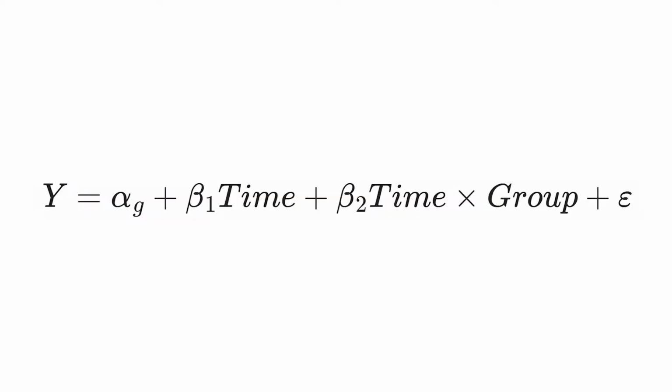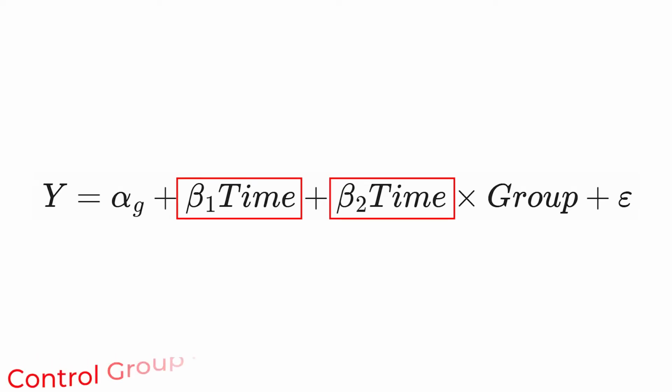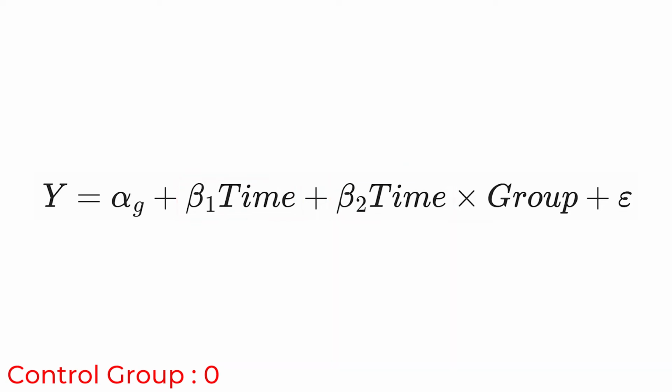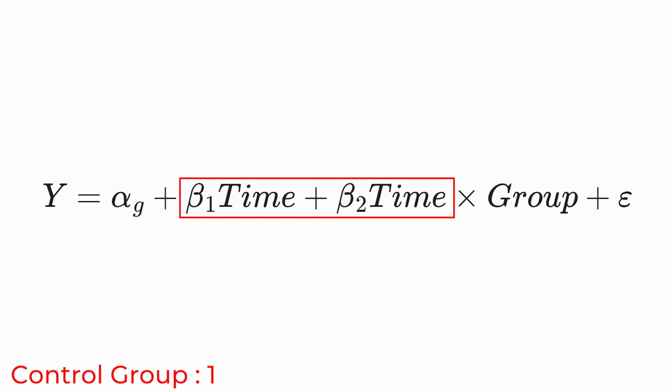But if we look at this, what do we got here? Well, we are estimating two different time trends. If we set group to 0, let's say that that's the control group, then we have a time trend. Every 1 unit increase in time is associated with a beta 1 unit increase in the outcome. That is the time trend for group 0. How about for group 1? Well, if we set group equal to 1, let's say that is the treated group, then every 1 unit increase in time increases y by beta 1 plus beta 2.